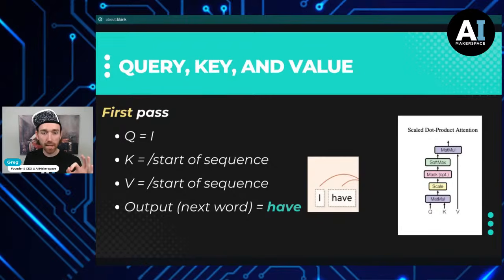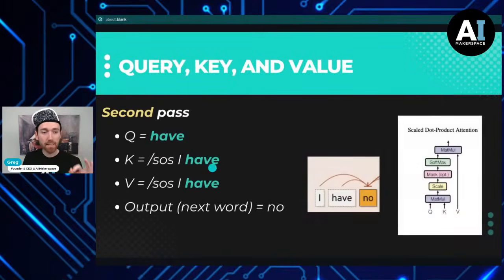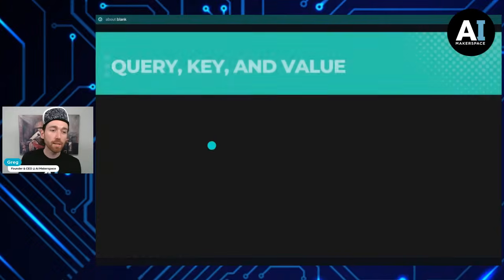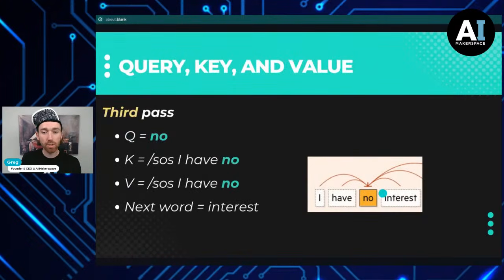Okay, start of sequence I, start of sequence I. Second pass is going to be start of sequence I have, start of sequence I have. Output is going to be no. Okay. Third pass is going to be new token, looking at no. Start of sequence I have no. Next word is going to be interest.